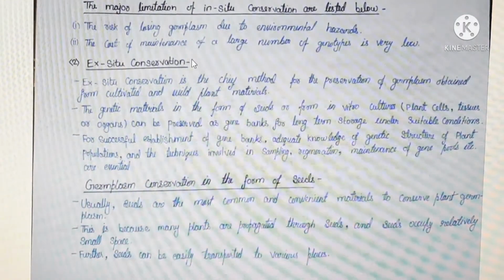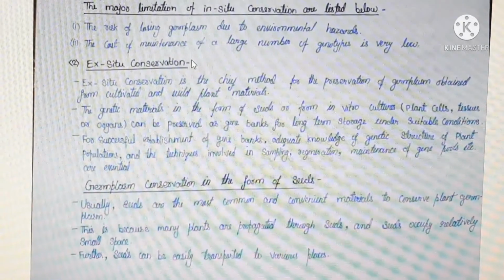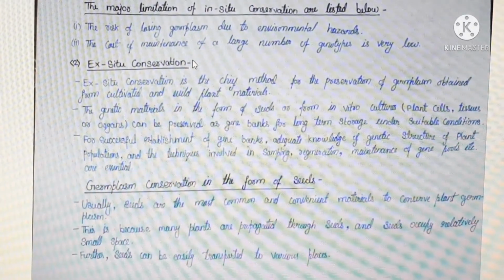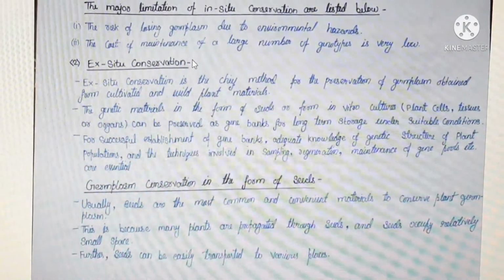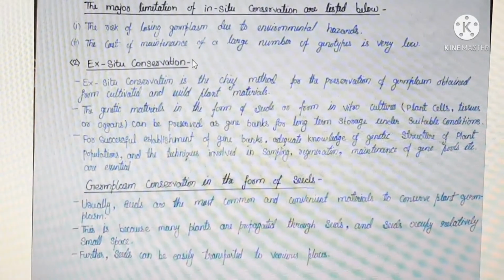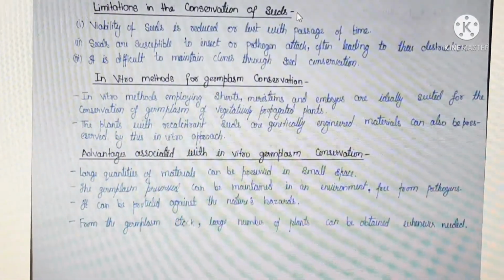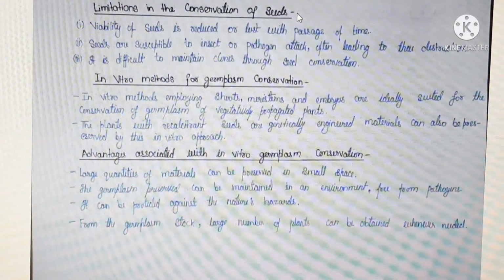Now, conservation of germplasm in the form of seeds. Usually, seeds are the most common and convenient material to conserve the plant's germplasm. This is because many plants are propagated through seeds and seeds occupy relatively small space, so seeds can be easily transported to various places. However, there are certain limitations in the conservation of seeds.